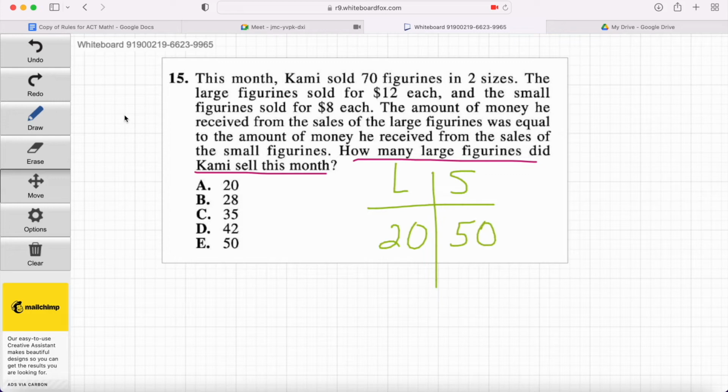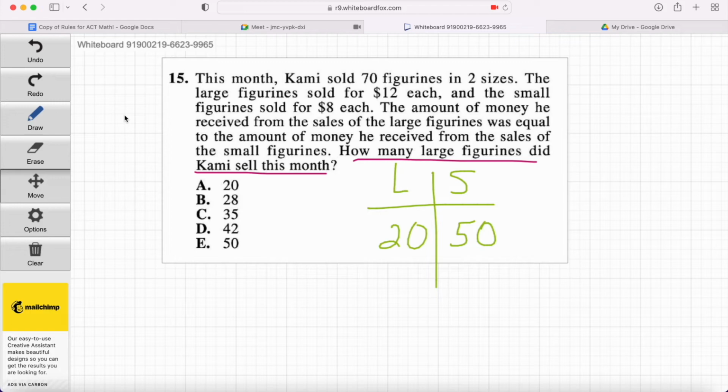Yes, it does. Now we can test these values, because the question says the amount of money he received from the sales of the large figurines was equal to the amount of money received from the sales of the small figurines. How much did the large figurines sell for? They tell us in the question. The large figurines sold for $12 each, and the small figurines sold for $8 each.